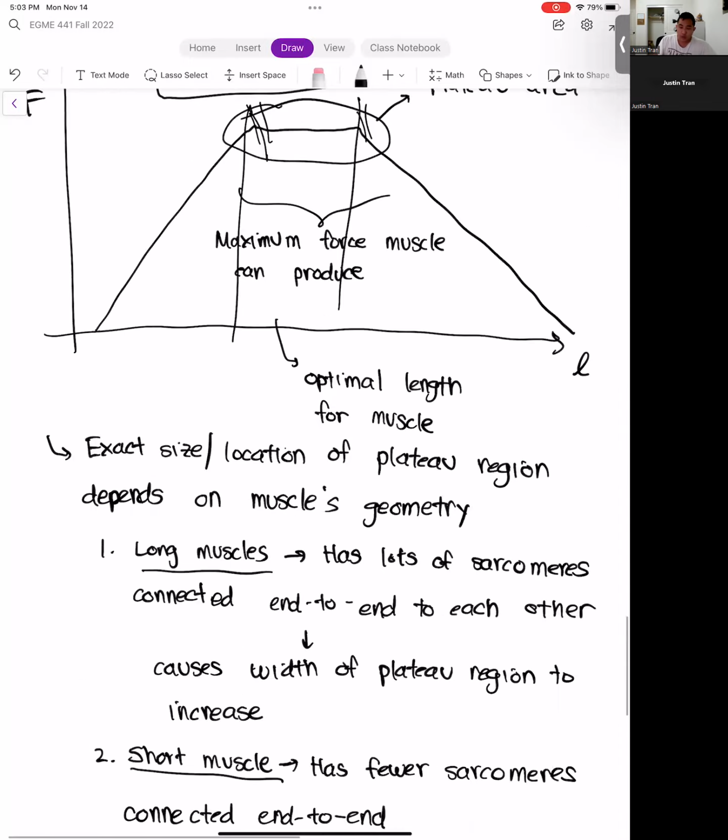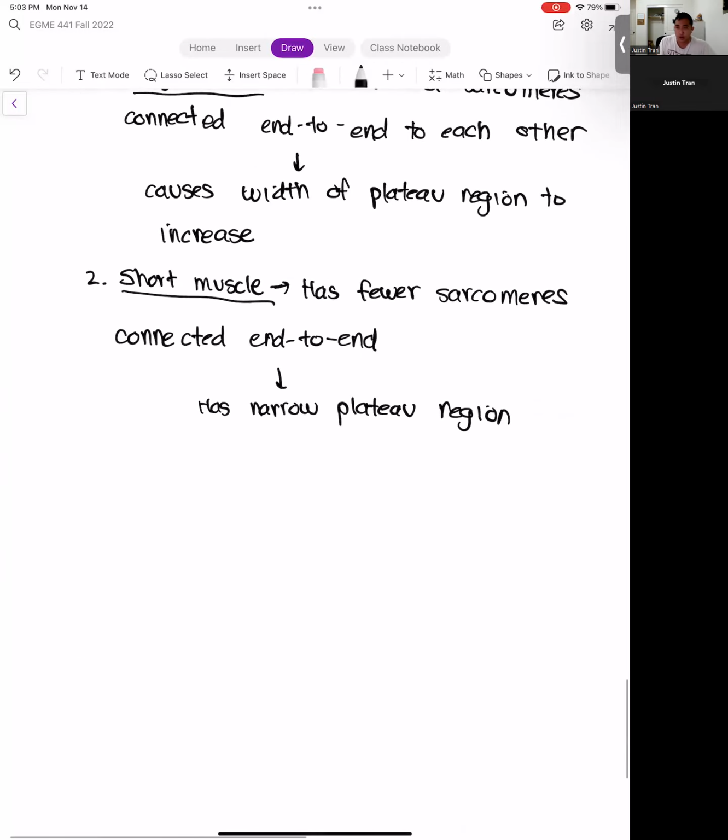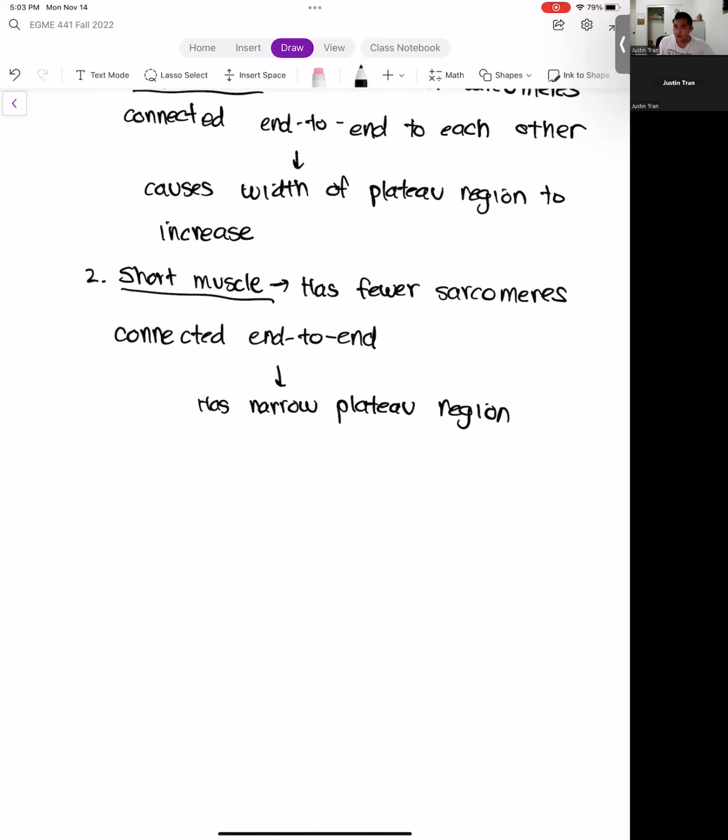We also have an informal relationship, not exactly as formal as this, between the magnitude of the force that the muscle can produce and its cross-sectional area.